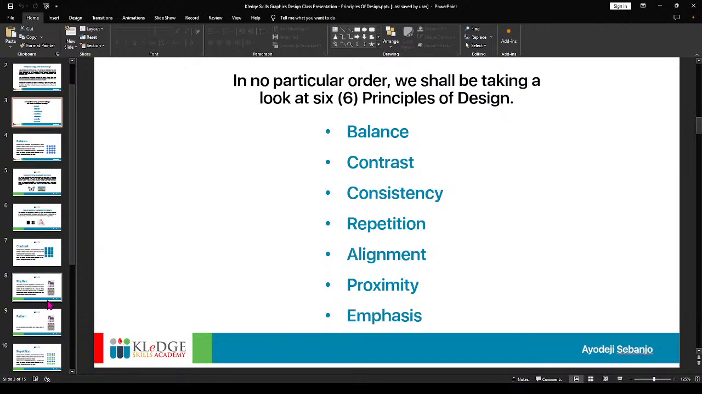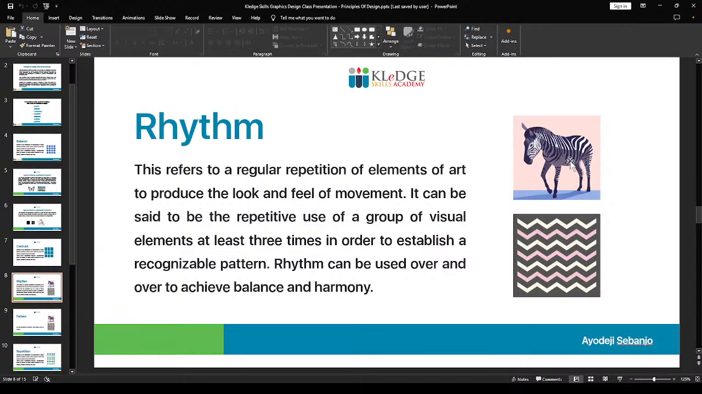All right, let's go back to rhythm now. Now, if you look at it on this zebra, the skin follows a particular pattern. And there's another design principle called pattern. So pattern and rhythm are similar, however, they are not actually the same thing. Now, what's the difference between pattern and rhythm? Like I said, they are similar. The difference is very slight. It's just an inch away from each other.